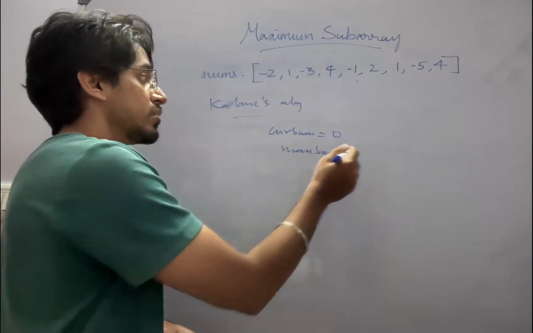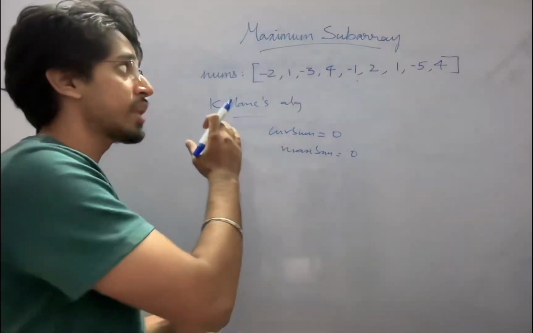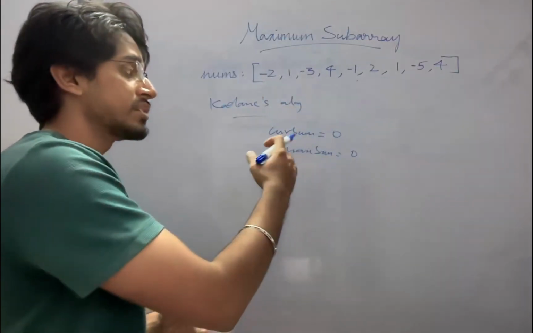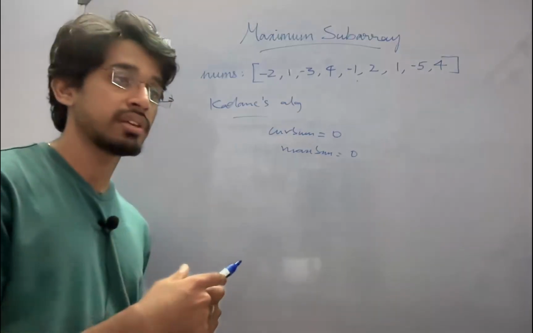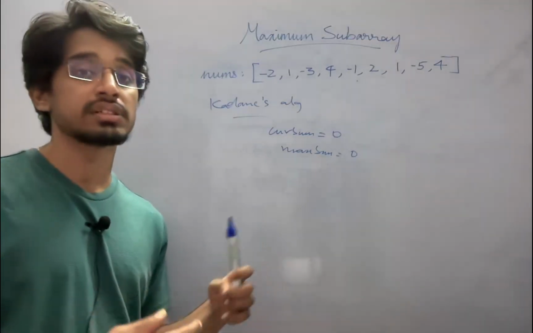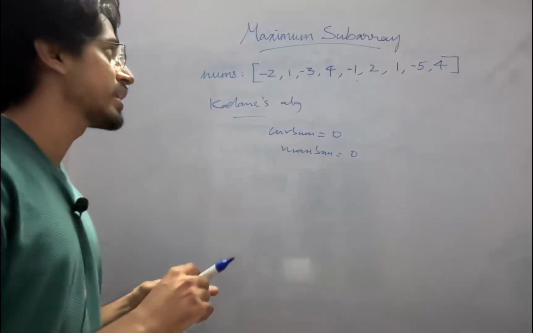Okay, and set this to 0. So for every subarray that we calculate, we just need to add them and check with the maximum sum. If that is greater than or equal to the previous value, then we update that, otherwise it is still the same value. Okay, so let us understand just by an example.